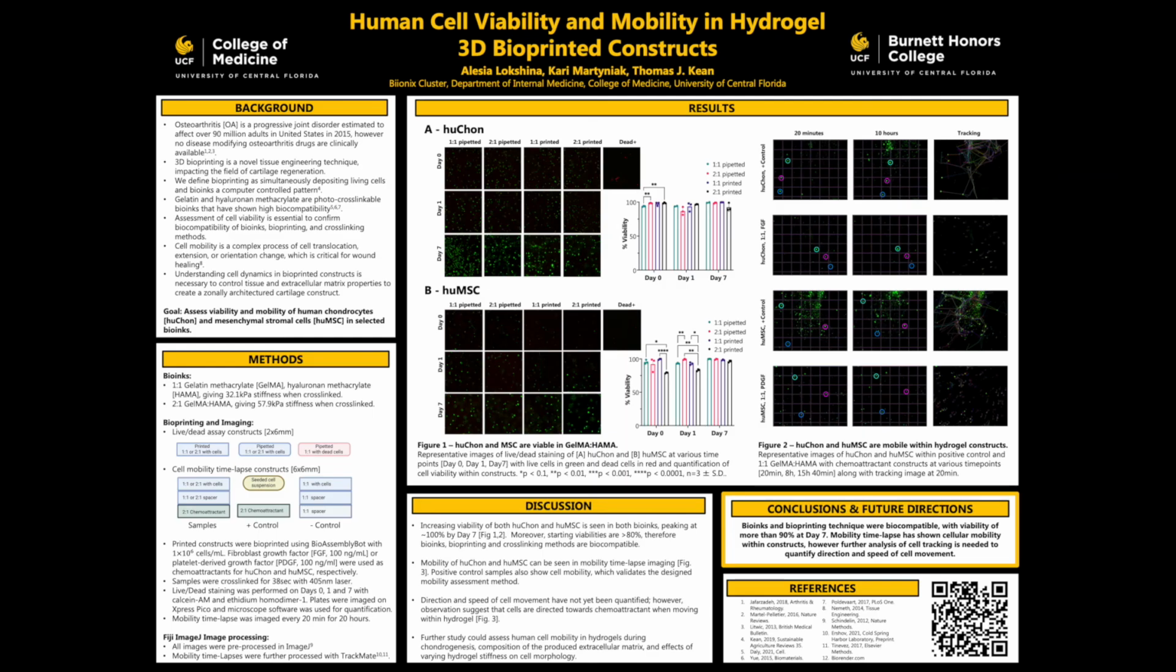In conclusion, I'd like to say that bioinks and bioprinting technique were biocompatible with viability of more than 90% at day 7. Mobility time-lapse has shown cellular mobility within constructs. However, further analysis of cell tracking is needed to quantify direction and speed of cell movement. Moreover, further study could assess human cell mobility in hydrogels during chondrogenesis, composition of the produced extracellular matrix, and effects of varying hydrogel stiffness on cell morphology.